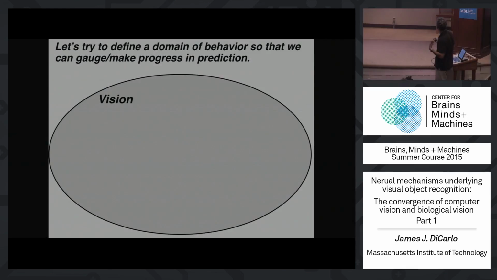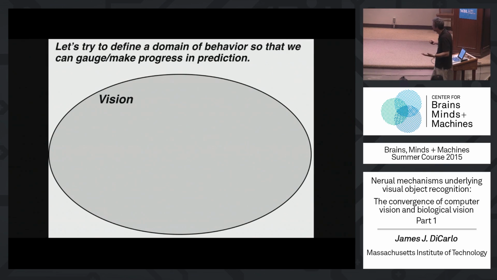It would make a prediction. Let me try to define a domain. I said we're going to try to define stuff. It's hard to define stuff. It's big. Vision, it's a big area.